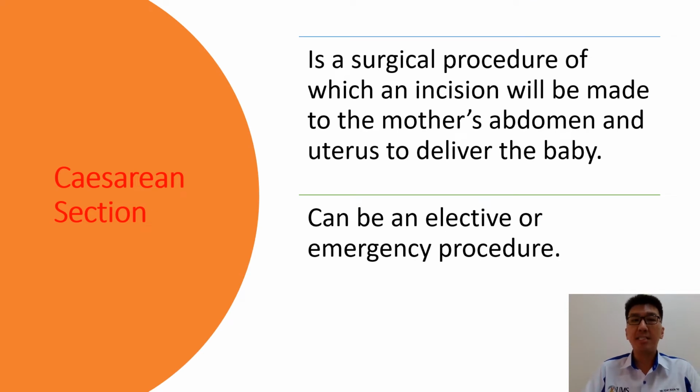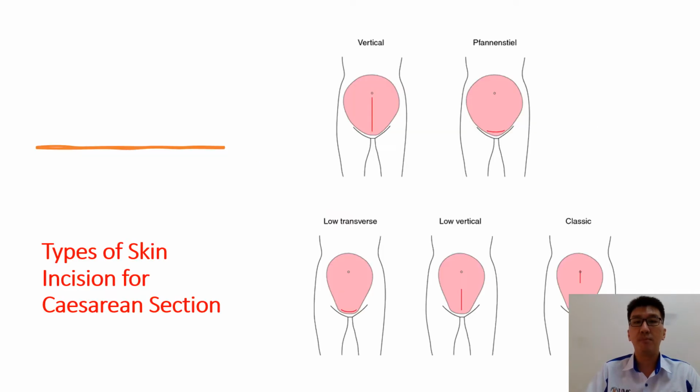Caesarean section. What is Caesarean section? It is a surgical procedure of which an incision will be made to the mother's abdomen and uterus to deliver the baby, and it can be an elective or an emergency procedure. This procedure is very invasive and it requires anesthesia so that the mother will not have any pain or discomfort during the entire surgery.